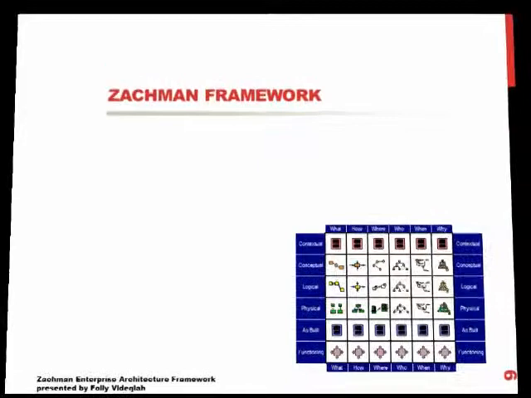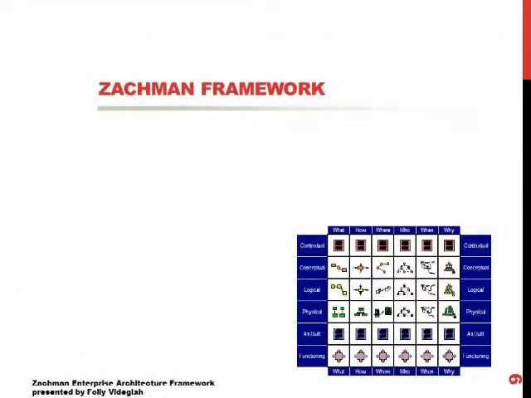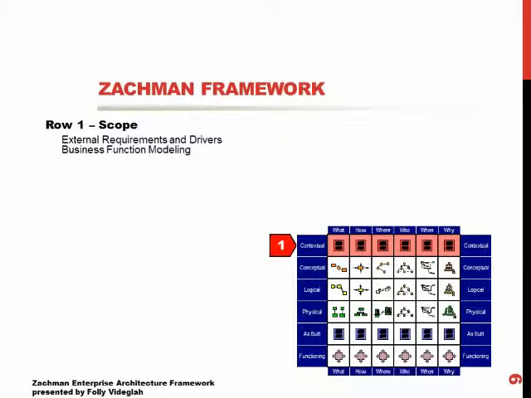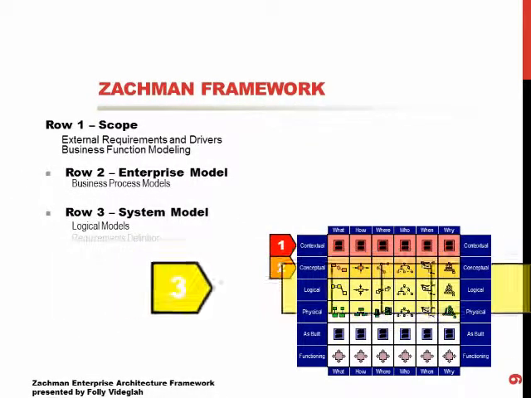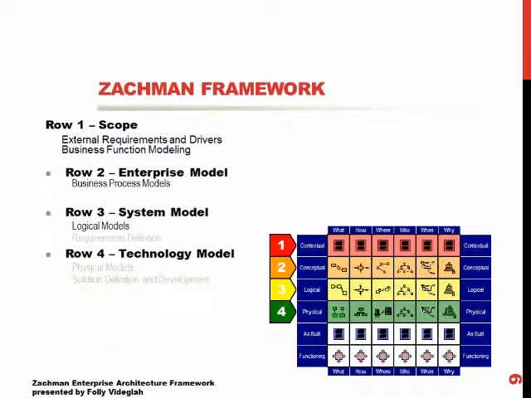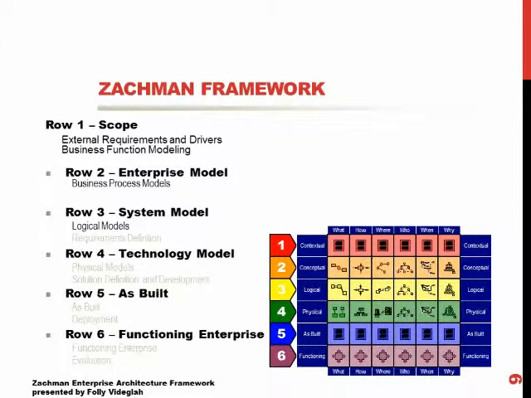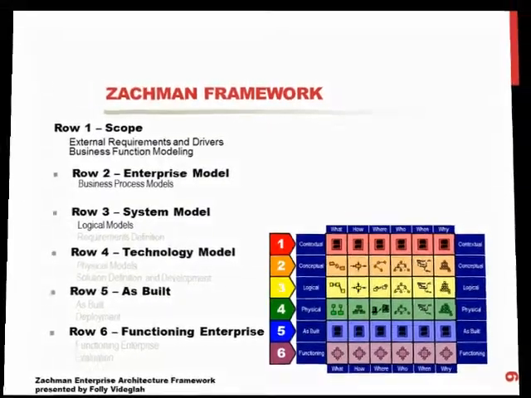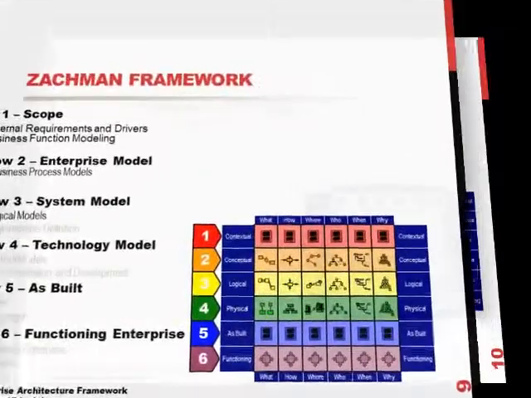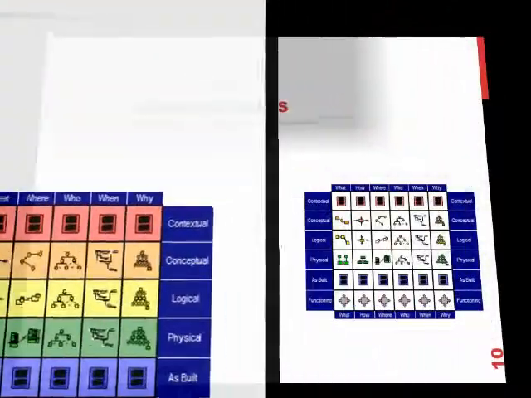As you can see, now we're going to go to the detail and show you the scope on the columns, and then we go to the second row, which is the enterprise model. The third one is the system model, the logical aspect. Row four is the technical model, row five is as built, and row six is the functioning enterprise, and then how we do the work, which is the implementation.